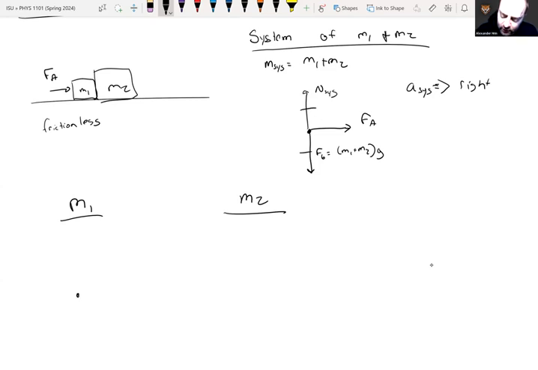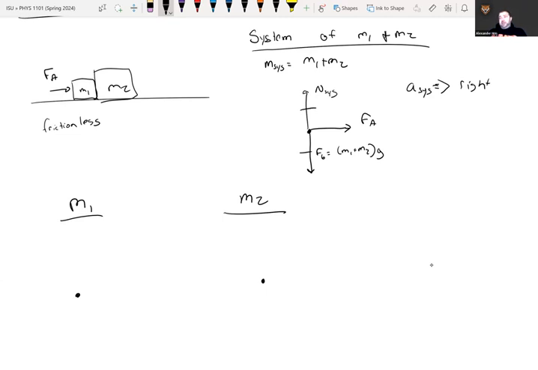So what I would ask you to do now is see if you can come up with the forces that are on M1 and M2. Pause this, see if you can do it, such that you still get an acceleration to the right. And I'll give you a hint that a lot of people will miss.